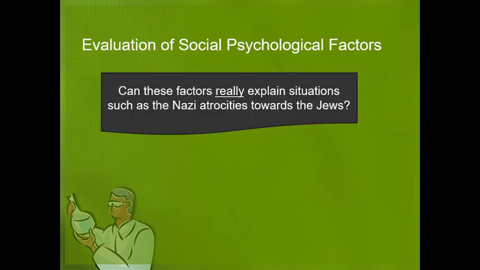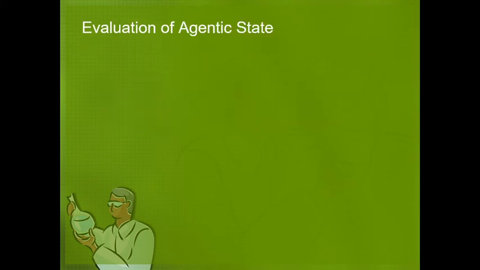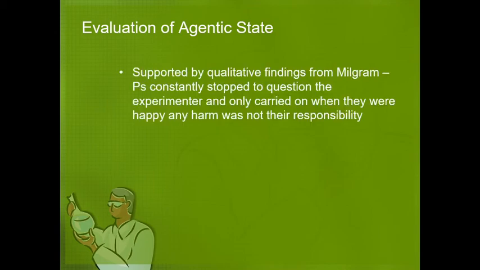Now, we want to ask this question briefly when we're looking at evaluating these factors. Do we think these sorts of things can really explain situations like the Holocaust? Can we really explain the horrific atrocities such as the Holocaust by saying, oh, it's because of social perceptions, the social dynamics involved? You can think about that yourself and probably think of a number of pros and cons towards it. Let's just look at some other pros and cons in this area.